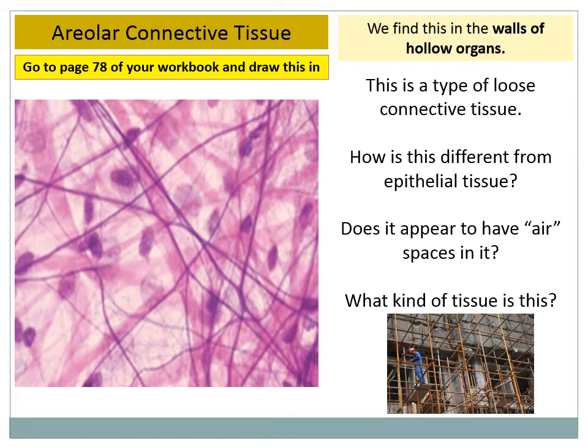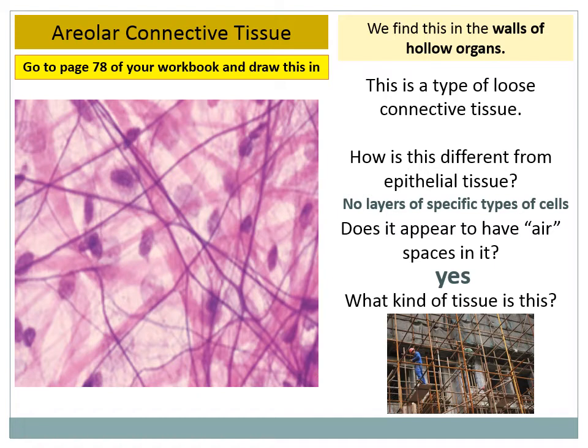Looking at this tissue and comparing it to epithelial tissues, how is this different from epithelial tissue? Well, it's not a layered type of tissue with a specific type of cell, right? There's a lot more going on with this type of tissue. Does areolar connective tissue appear to have air spaces in it? Yeah, right? You look at it, you can see like these little white pockets. It looks like there's some air in it.